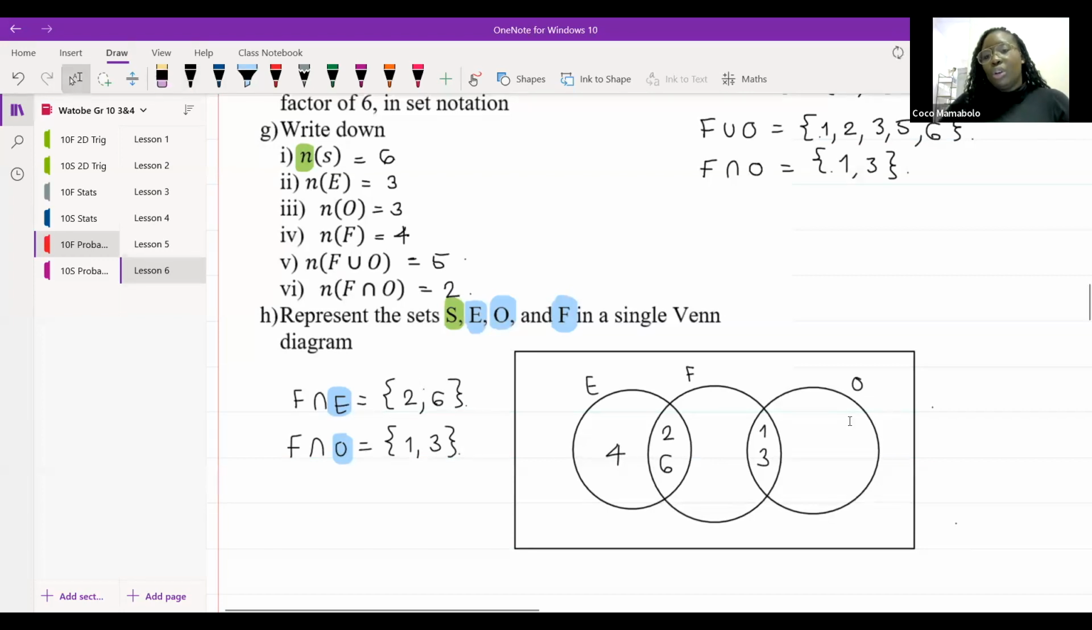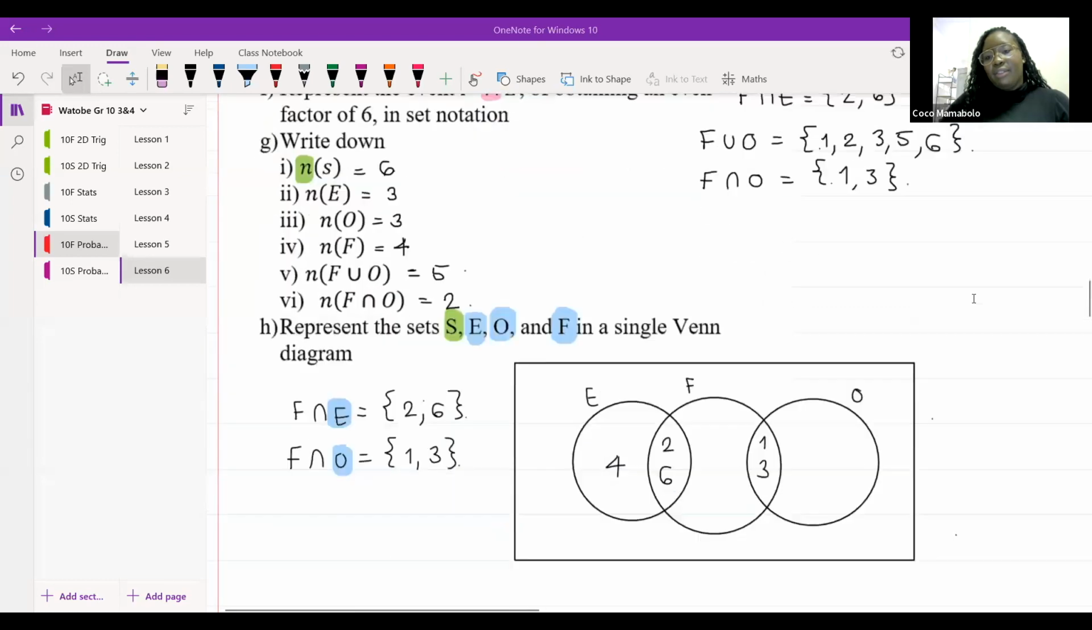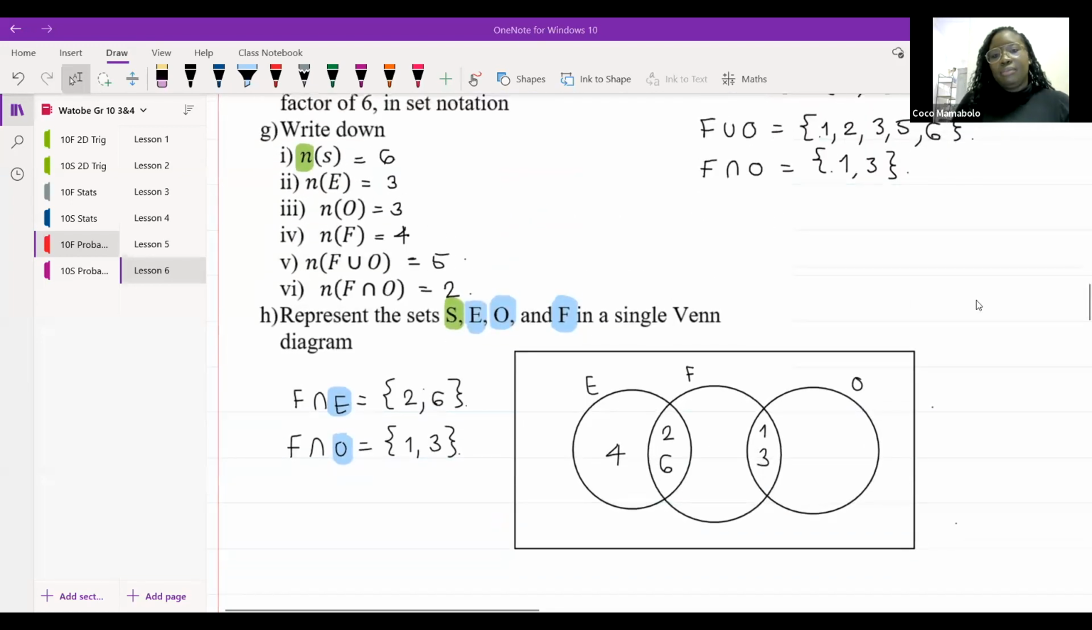What about in O? What is missing in O? O is 1, 3, and 5. 5. Correct. Is there anything else that we've left out? We've left out F. I mean numbers wise. Anything else that we've left out? I don't think so.